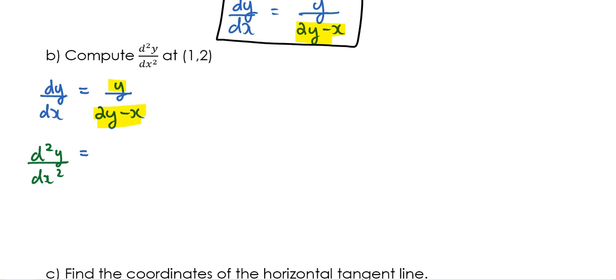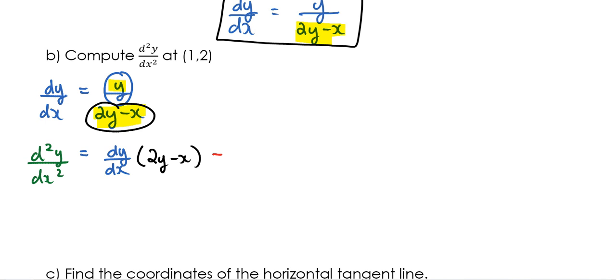Alright, so the quotient rule is basically saying that you need to take the derivative of the numerator first. So if my numerator is y, the derivative of y is dy by dx. And then I multiply that by the denominator, which is 2y minus x. And then I need a minus sign for the quotient rule. And then the quotient rule states that I need to find the derivative of the denominator. So the derivative of 2y minus x, well, the derivative of 2y is 2 times dy by dx. And the derivative of this minus x term here, that's going to be minus 1. So let me put this in brackets here.